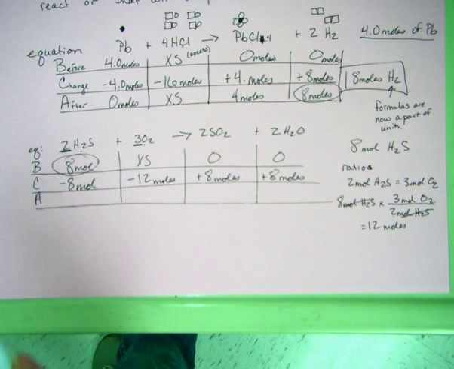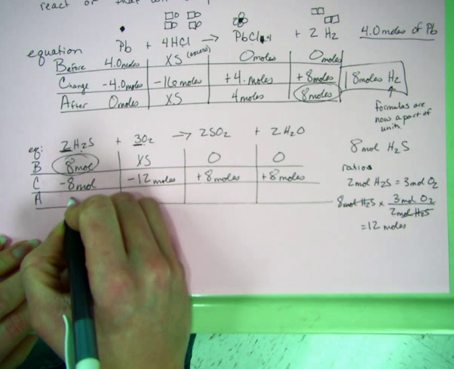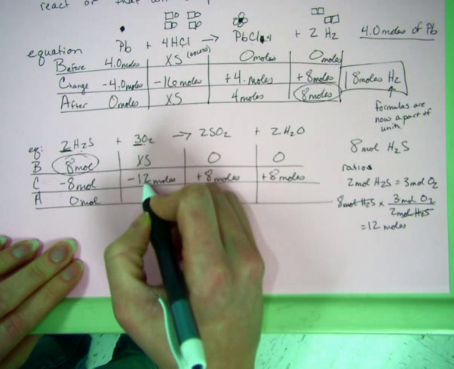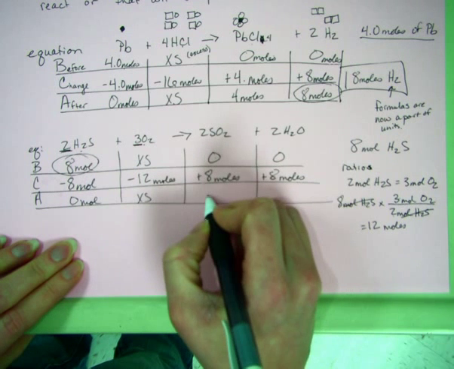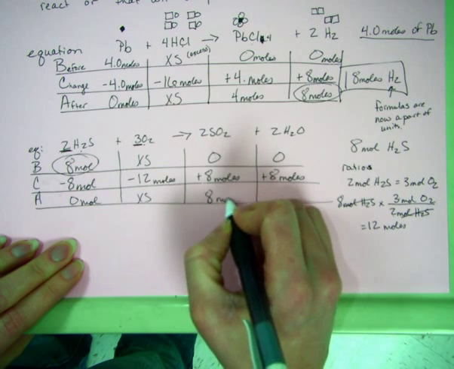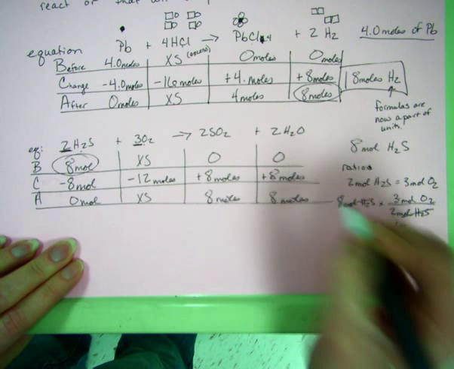Do your addition and subtraction, so 8 minus 8 is going to be 0. Excess minus 12, still excess left over. 0 plus 8 is going to give me 8 moles. 0 plus 8 is going to give me 8 moles.